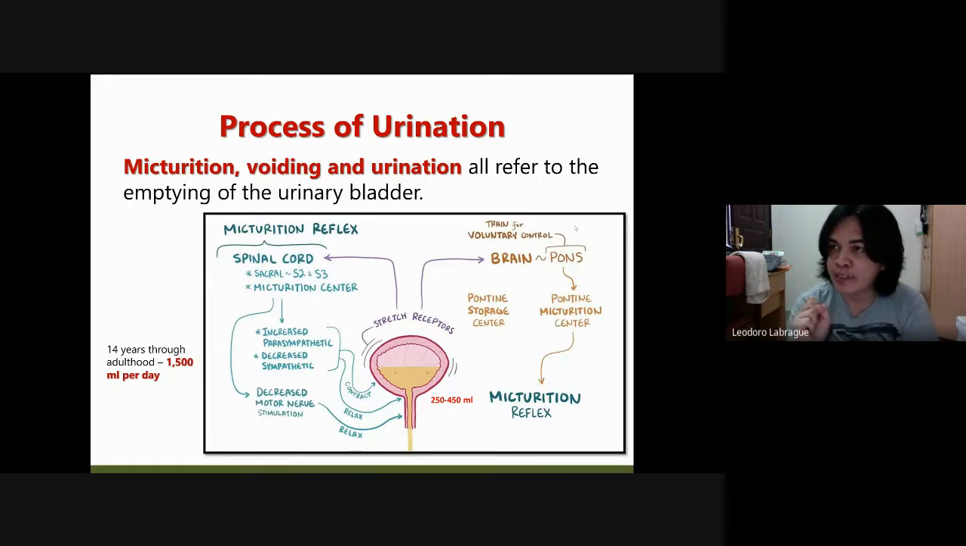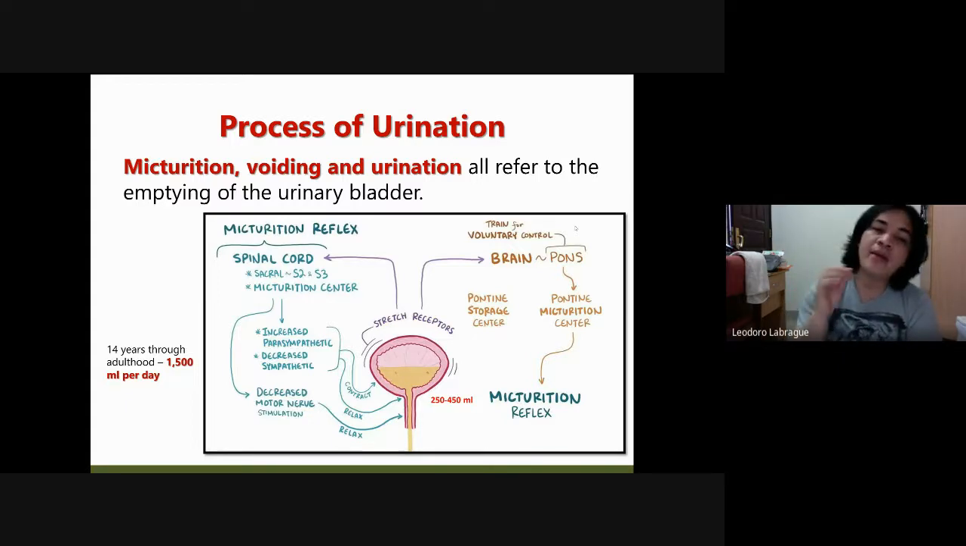Once the stretch receptors are activated, they send a message to the spinal cord, specifically S2, S3, and S4. Also, they send a message to the brain. Once a message is sent to the spinal cord, the micturition center will be activated. Once the bladder reaches the capacity of 250 to 450 ml, the person will feel a sense of micturition. You will feel that you want to urinate.